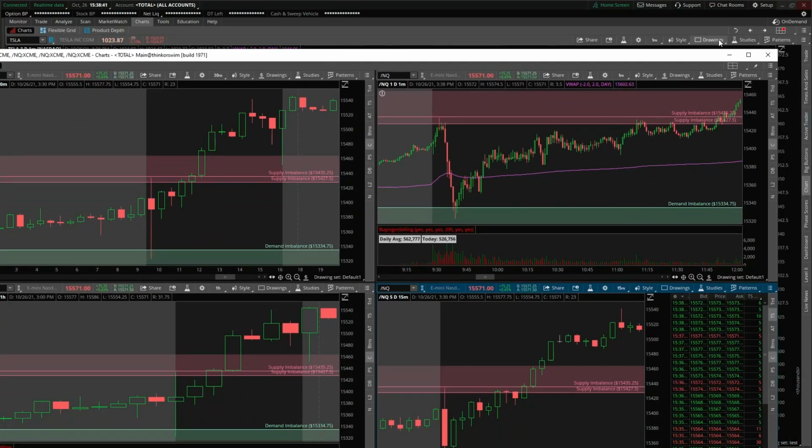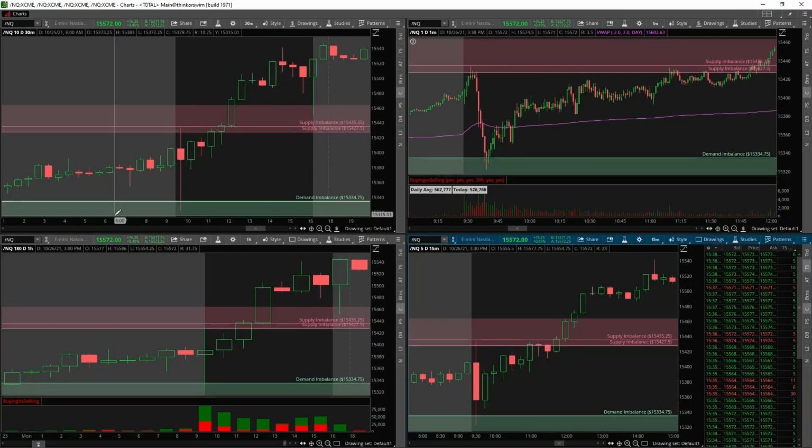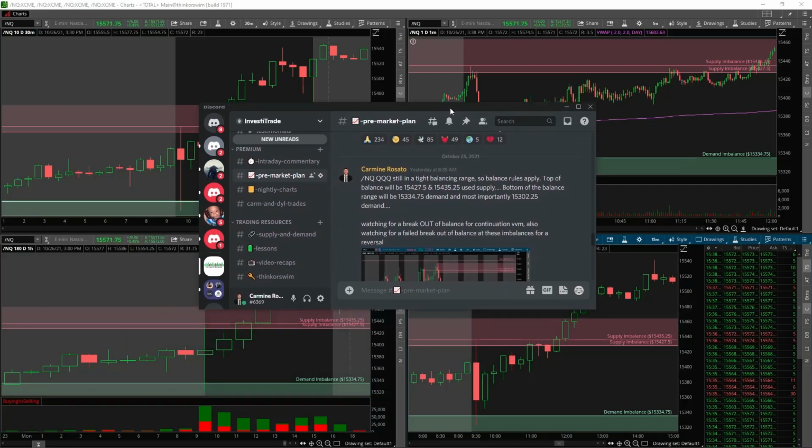So I first want to get into NQ because this is going to serve as a solid foundation for this setup. I want to get into the pre-market plan. I post these every single day in the Discord, of the setups I'm watching, market context, and the levels of interest I'm looking to play at. So here's NQ, QQQ. We were in a very tight balancing range, so we have to go over the balancing rules that I go over.